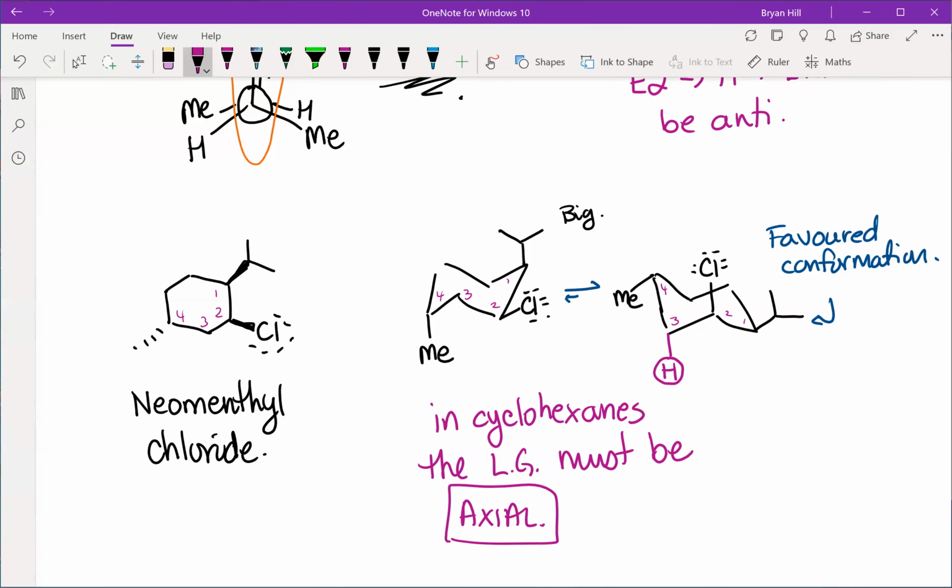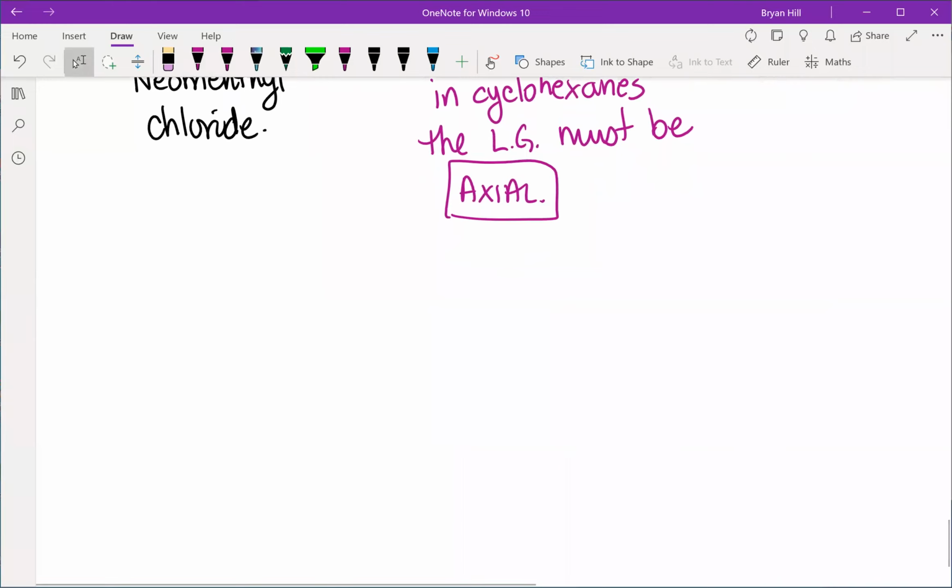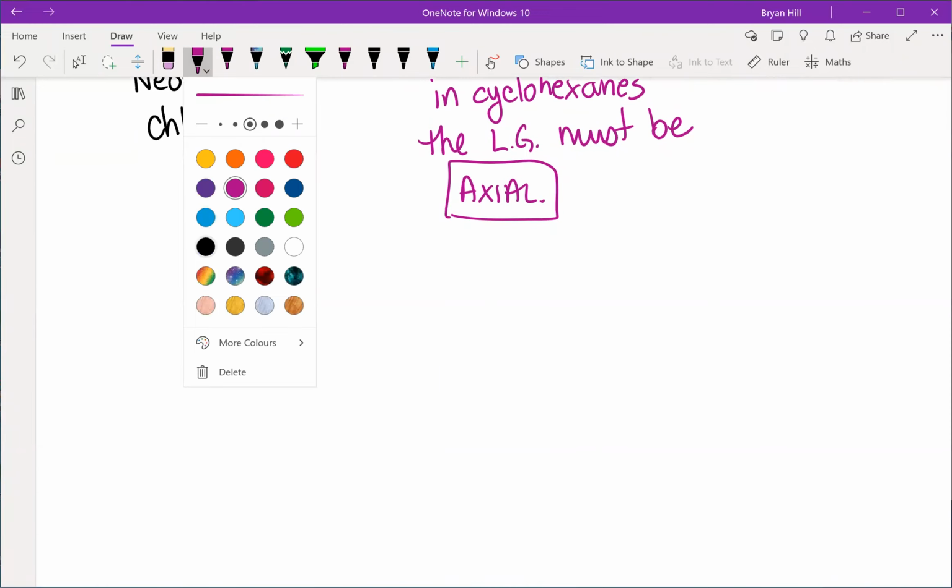So there's two protons here which are both axial on the carbons next to the chlorines. On this conformation on the left, there are no protons anti to Cl. And the best way to visualize this is to draw a Newman projection of a cyclohexane ring.